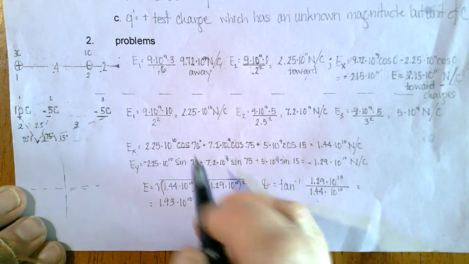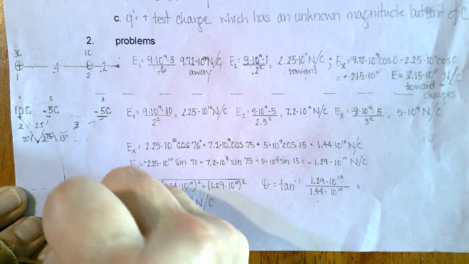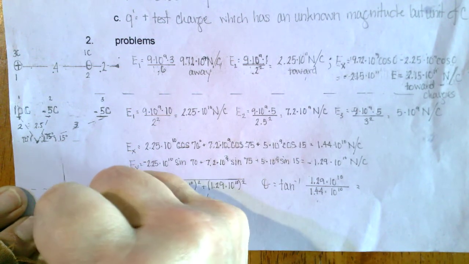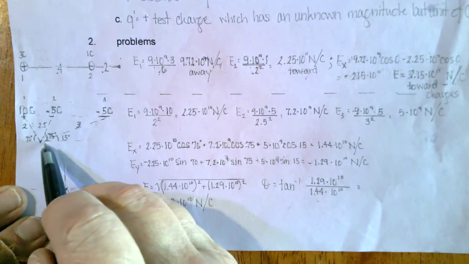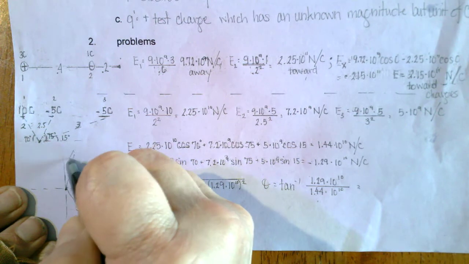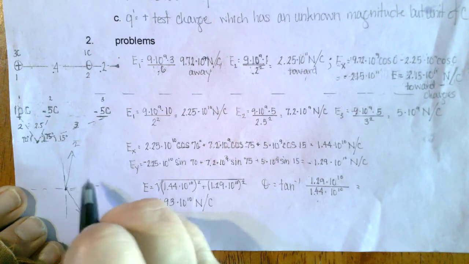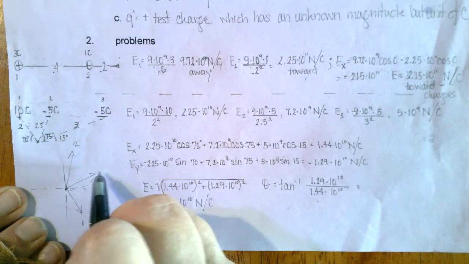In terms of what it looks like, my positive charge, because of the presence of that, is going to be pushed away at 70 degrees. So this would be 1. My positive charge is going to be pulled towards at 75 degrees. So this would be 2. And it's going to be pulled towards this negative. So this would be 3.